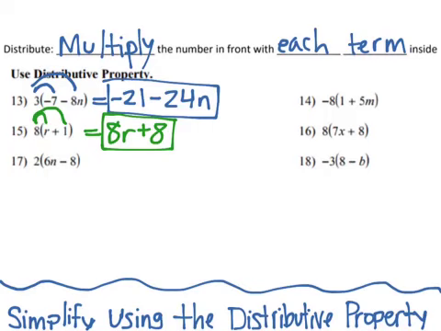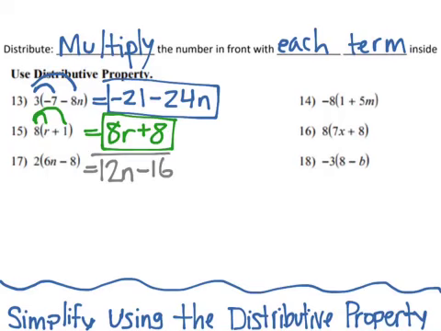Alright, assuming that you gave it a try and that you paused the video, we'll do 2 times the first term, which is 6n. 2 times 6n equals 12n. And then 2 times negative 8, remember, because that's our second term, always attach whatever is in front of the number to whatever you're multiplying. So 2 times negative 8 is negative 16.